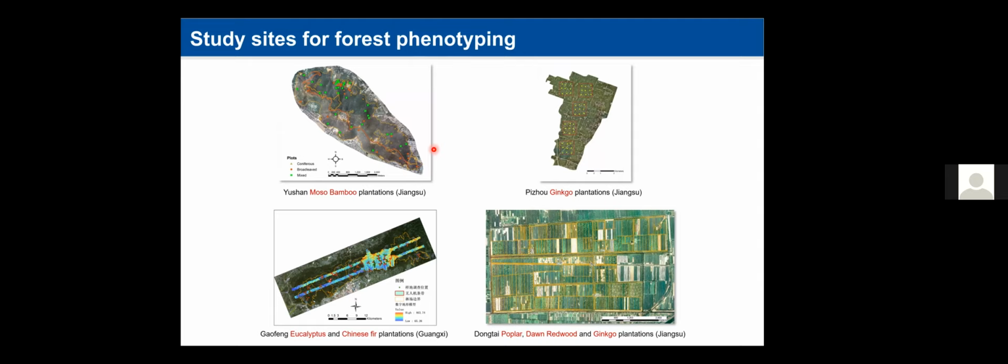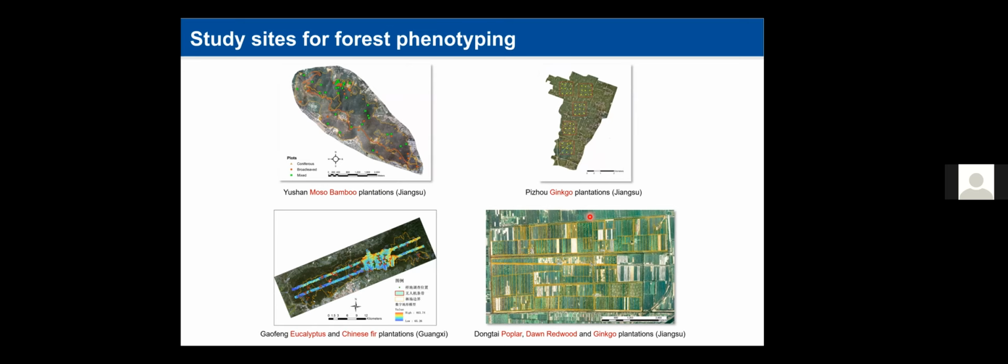One is in Yushan Forest in Jiangsu Province. We do some moso bamboo forest phenotyping research. Another is in Pizhou with ginkgo plantations, and the eucalyptus and Chinese fir in southern China, and the poplar, dawn redwood and ginkgo also in our province. So first is bamboo.